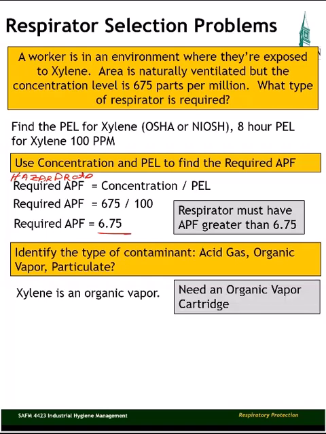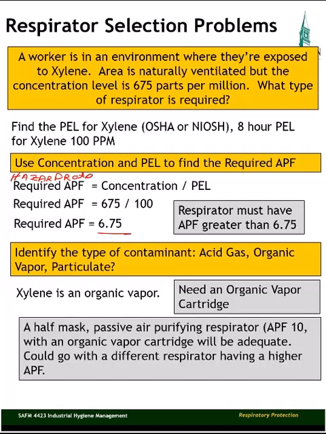So we need an organic vapor cartridge in a respirator having an APF of 10. A half-mask passive air purifying respirator with an organic vapor cartridge will be adequate. Now, if we needed to, we could go with a different respirator having a higher APF.